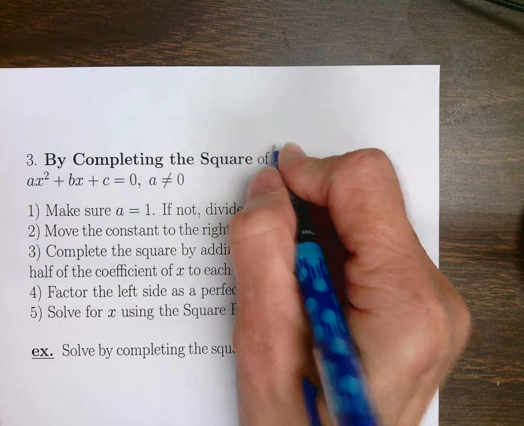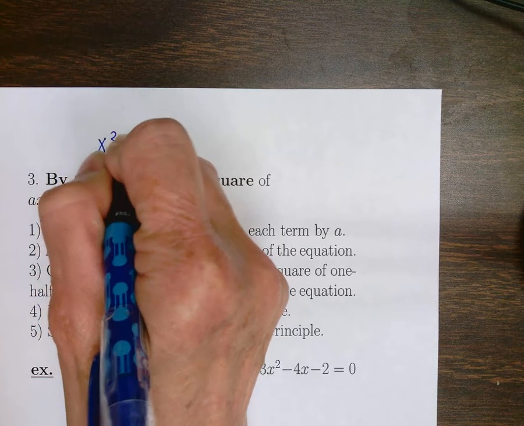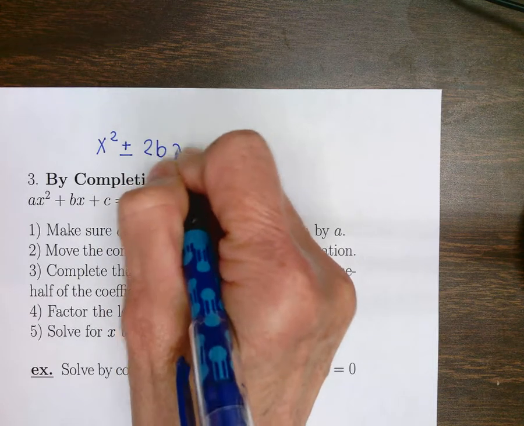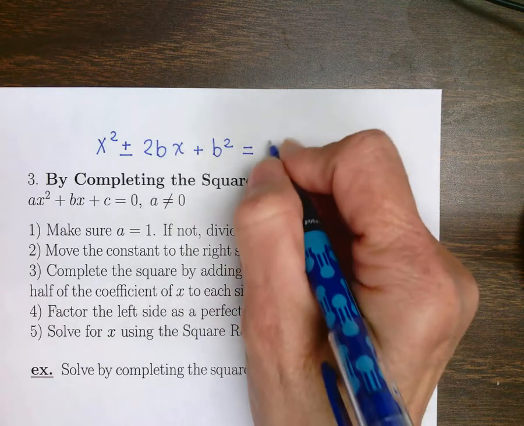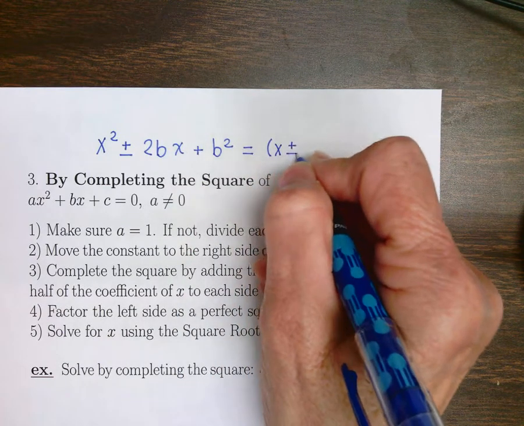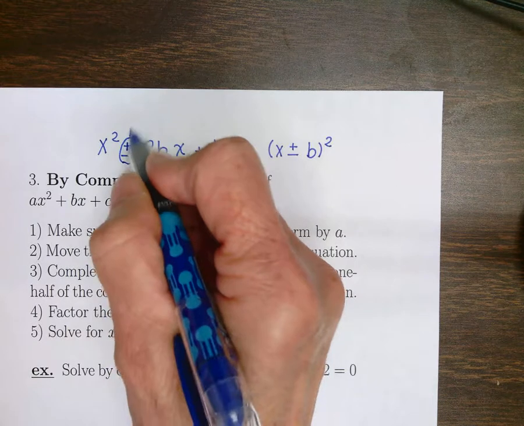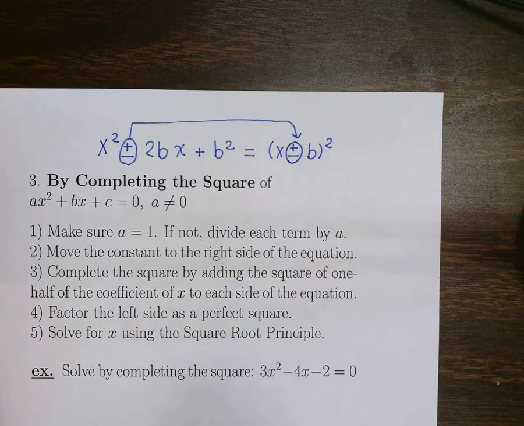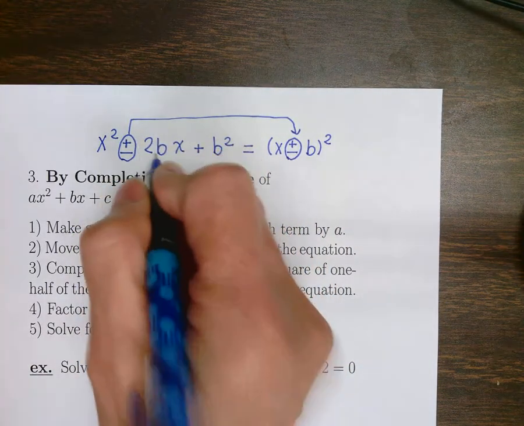But we have to understand how it works. And it's really based on a product that we've already seen. We know that x squared plus or minus 2bx plus b squared factors as x plus or minus b, the quantity squared. These signs will match the sign here. Okay, that's just one of our special products, and we usually use it in reverse when we multiply out, but remember the middle term is 2b times x.